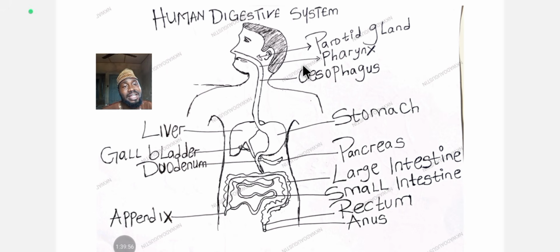Now, this is the digestive system, or the alimentary canal of mammal, okay? Okay, so you have the mouth here, you have the pharynx, which is the throat. The food enters the esophagus. This parotid gland you are seeing here is salivary gland, okay? That helps mix the food in the mouth, okay? It's salivary gland. Just forget this parotid gland here, it's salivary gland, okay?